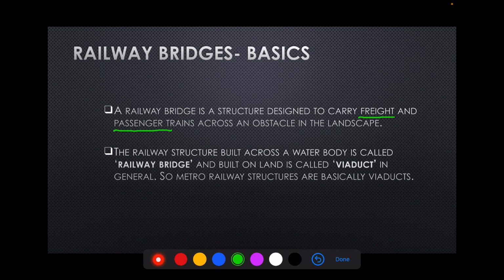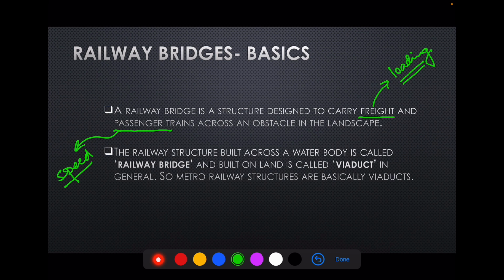Normally, the loading for which a railway bridge is designed is defined by the freight train or goods train, because the axle load of a freight or goods train is much more than that of a passenger train. However, the speed potential for which a railway girder is designed is defined by the passenger train. Why? Because the speed of a passenger train is much more than that of a freight or goods train.